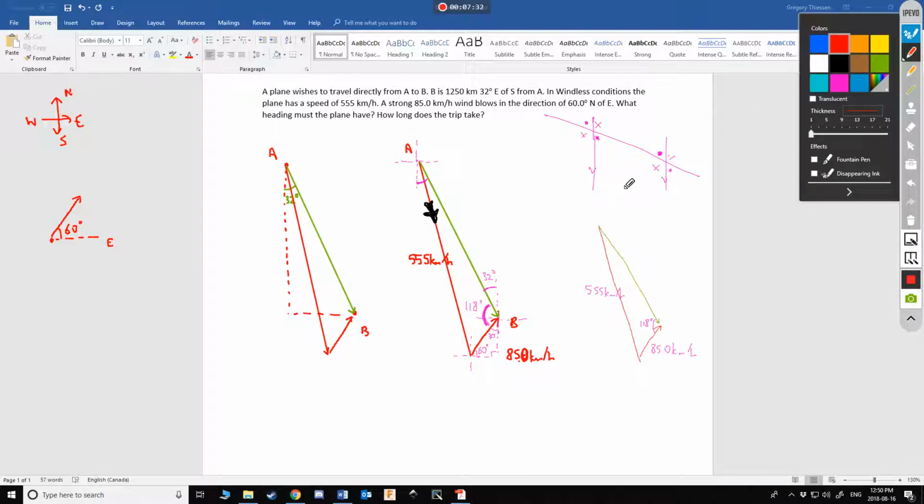So just going to solve for another one. For example, I say I want to solve for this angle right here. I can call that whatever I want. I'm going to call that phi. So I have sine phi over 85.0 kilometers per hour is equal to sine 118 degrees over 555 kilometers per hour.